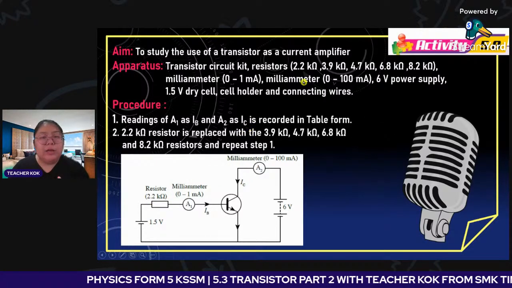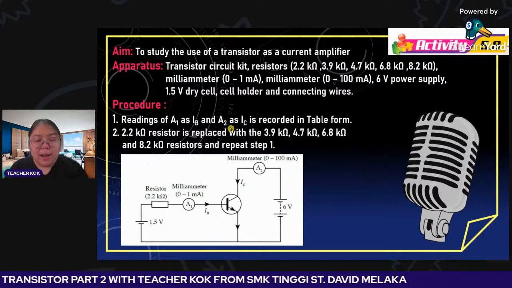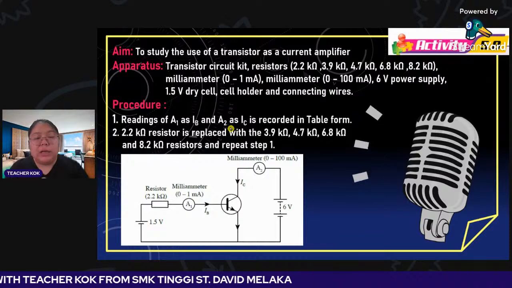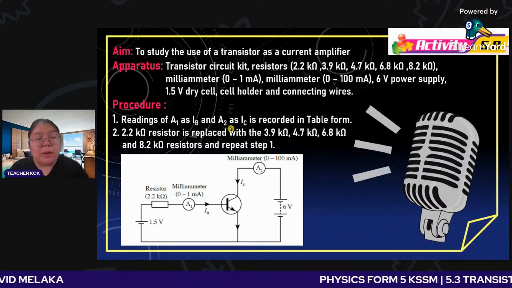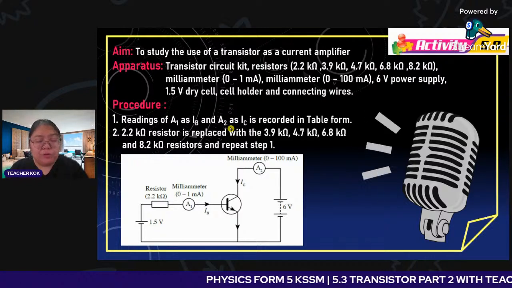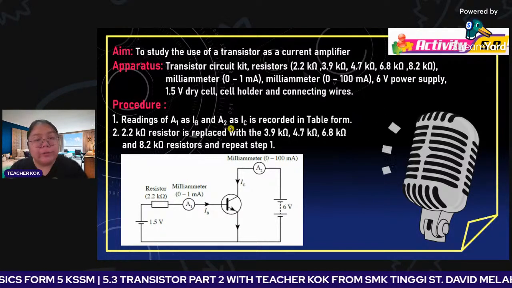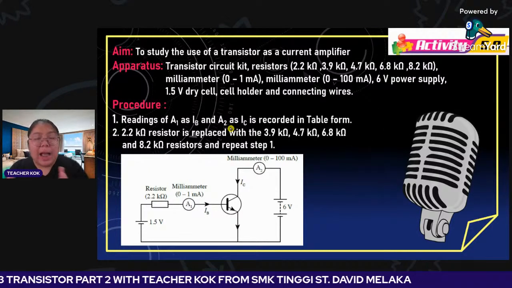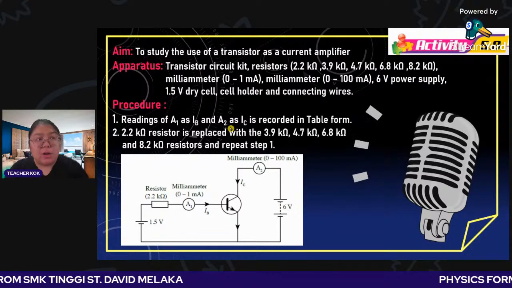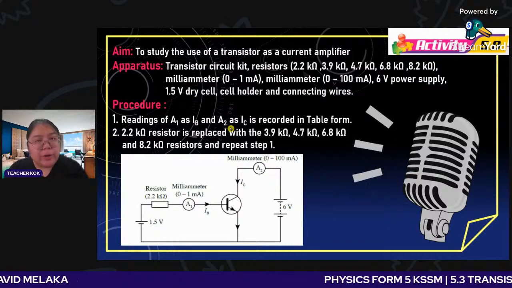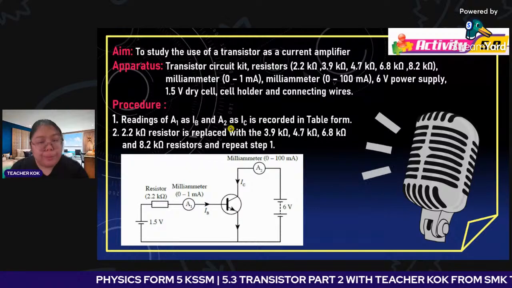If you keep increasing the resistance, understood, V equals IR, so I and R are inversely proportional. If I keep increasing the resistance, the current will drop. So IB will drop when I keep increasing the resistor, and IC will also follow IB. If IB drops, IC also drops, but it drops less. When IB increases, IC will increase more and more, because the transistor becomes the amplifier.